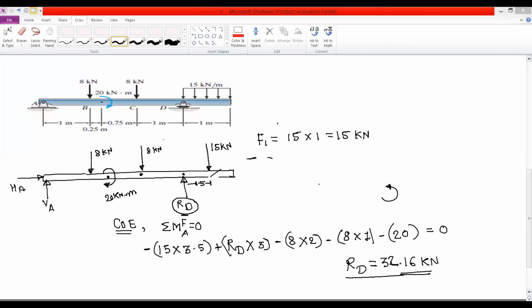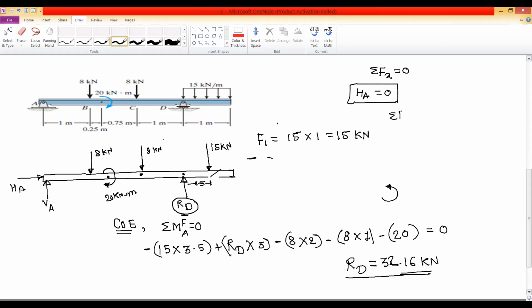After reaction RD, use summation Fx equal to 0 and summation Fy equal to 0. So summation Fx is equal to 0. For summation Fx, we have HA on the positive side. There is no other force in the x direction, so directly HA is equal to 0. That means there is no horizontal reaction at point A.